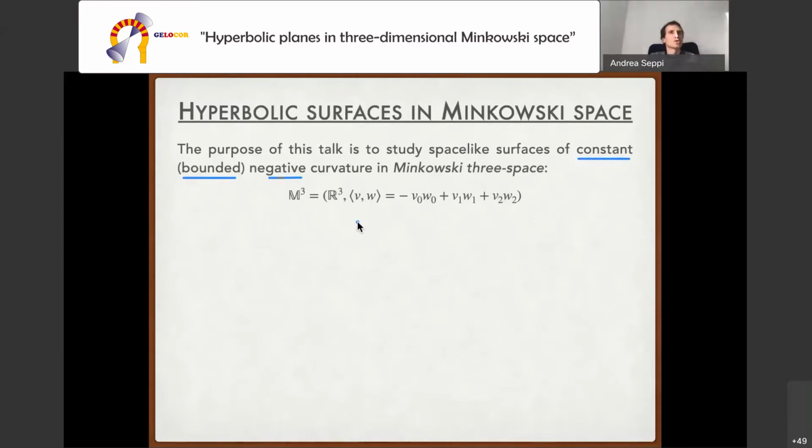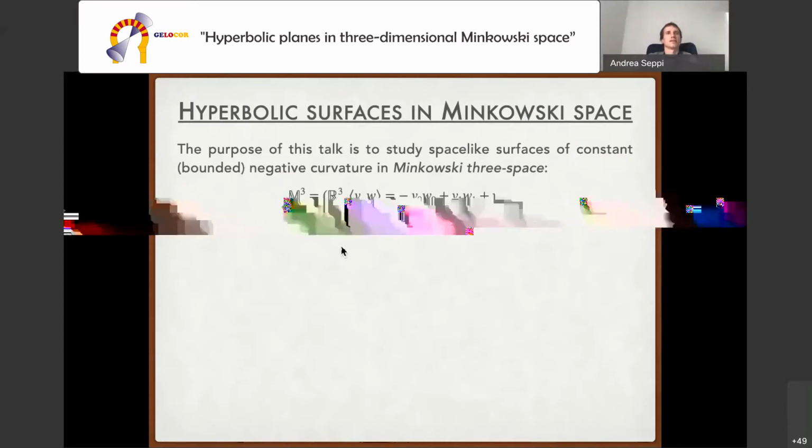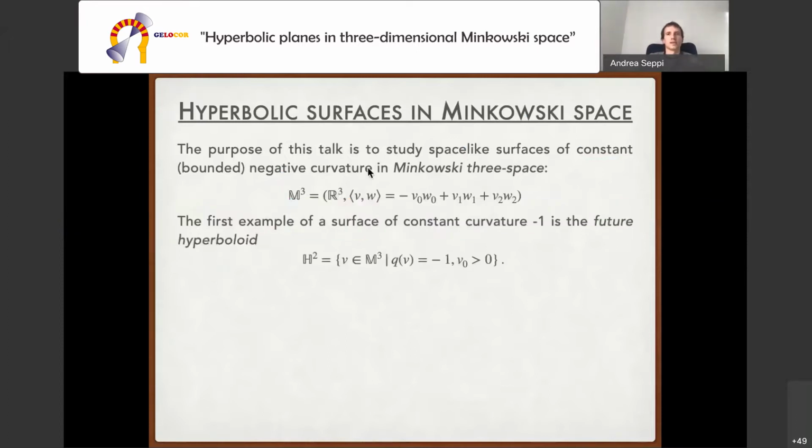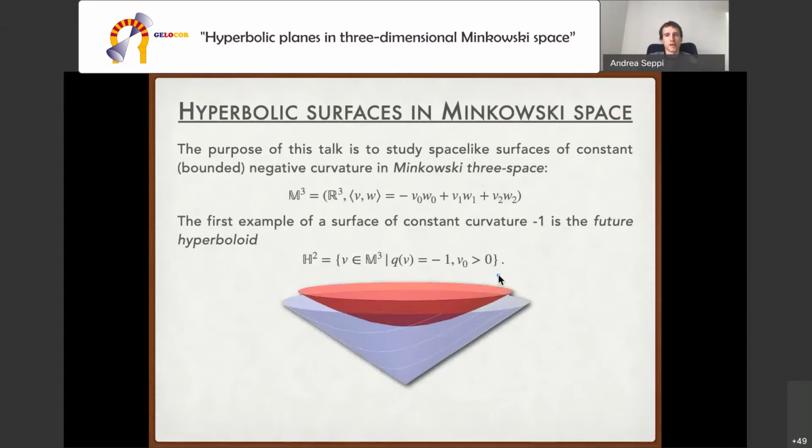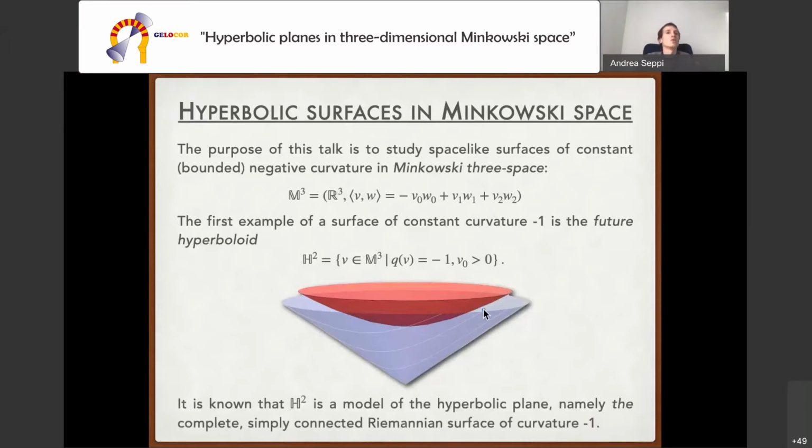Everyone here also knows an example of this: the hyperboloid in Minkowski space, the set of points at Minkowski distance minus 1 from the origin in the future. Here is a picture; everyone has seen this picture before. The blue cone is the light cone from the origin, and the red is the hyperboloid, which is a model of the hyperbolic plane. The hyperbolic plane is, up to isometries, the unique simply connected complete Riemannian surface with constant curvature -1, and this is one of the models.